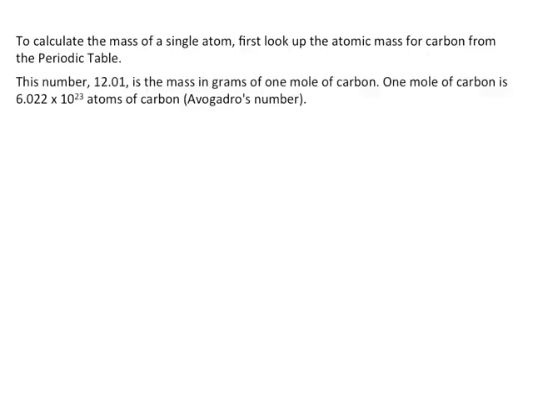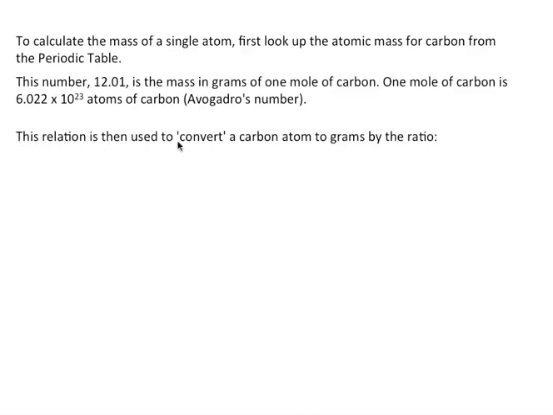So to calculate the mass of a single atom, first we want to look up the atomic mass for carbon from the periodic table of elements. So this number, 12.01, is the mass in grams of 1 mole of carbon. 1 mole of carbon is 6.022 times 10 to the power 23 atoms of carbon. So 1 mole has a lot of atoms. This relation is then used to convert a carbon atom to grams by this ratio. We know that 1 mole has a mass of 12.01 grams, so it's 12.01 grams per mole.